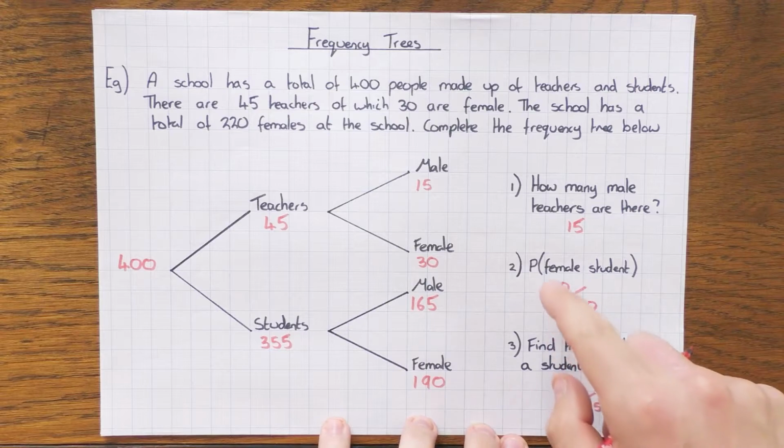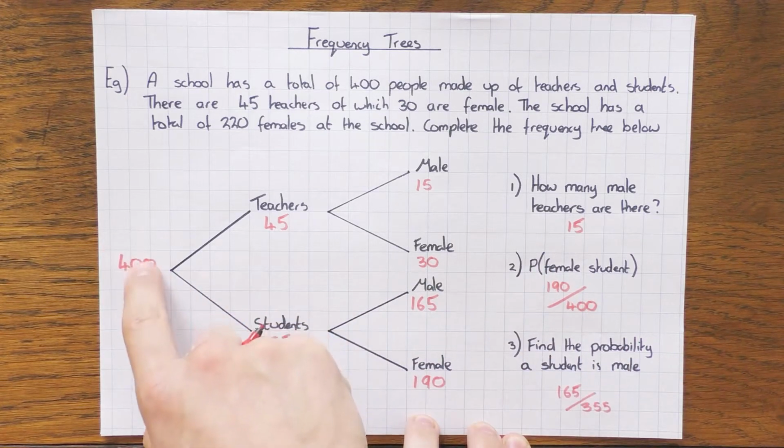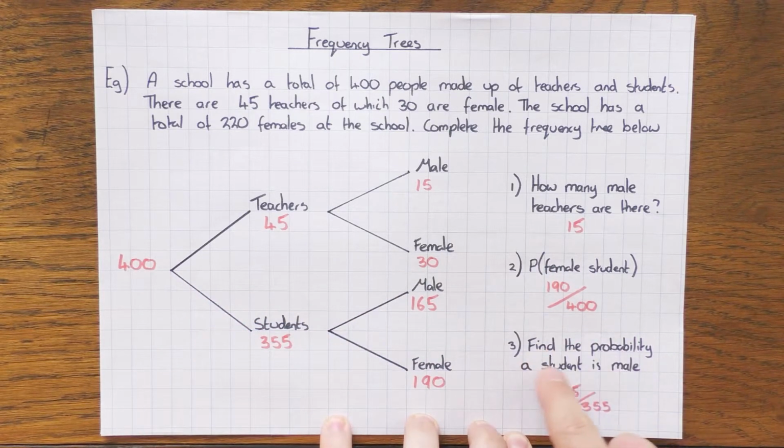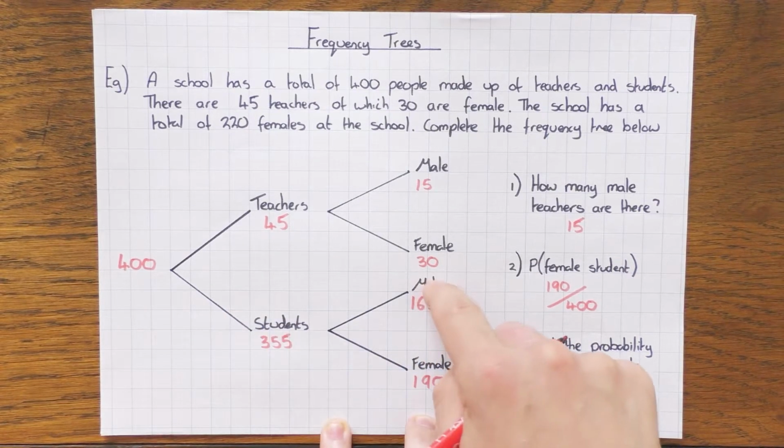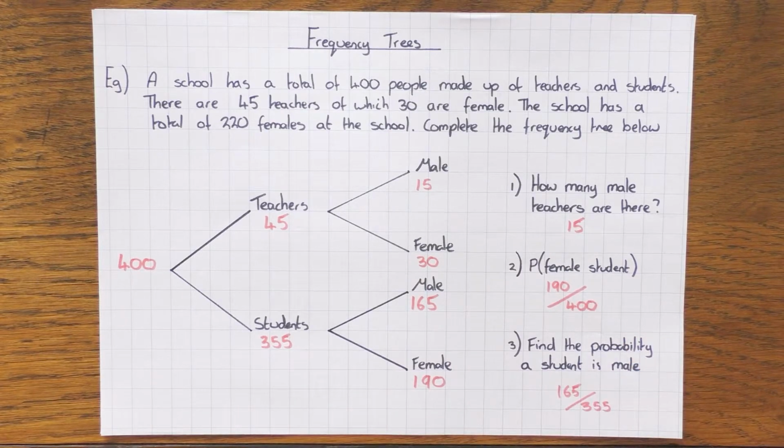So just be a little bit careful there. Make sure you read the question. Most of the time, it's going to be out of the total, but every now and again, they throw this sort of one in there, which is slightly trickier. So just have to read the question and make sure you're getting the denominator. What is it actually out of? So find the probability a student is male. Okay, so that's the second one.